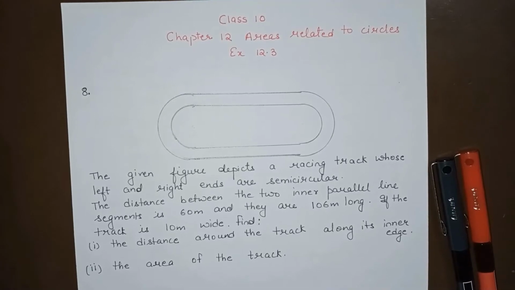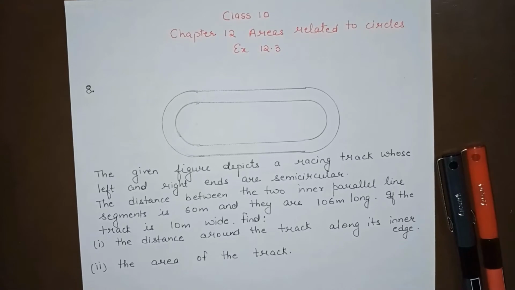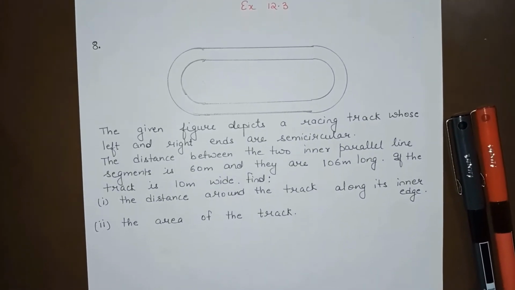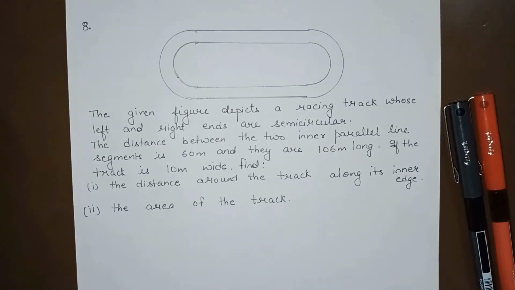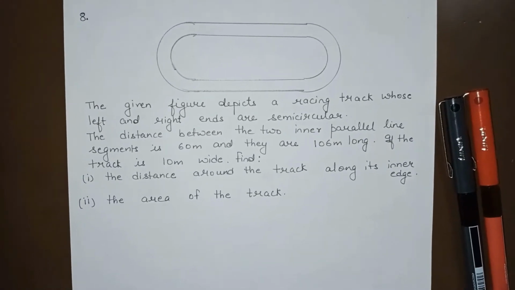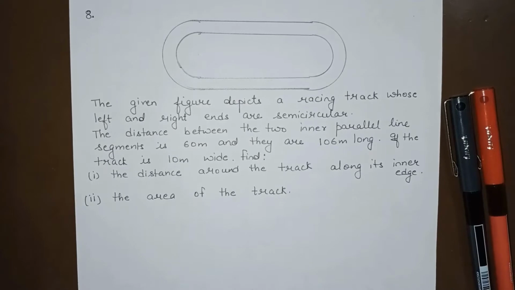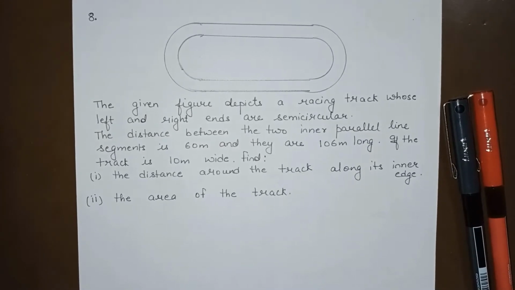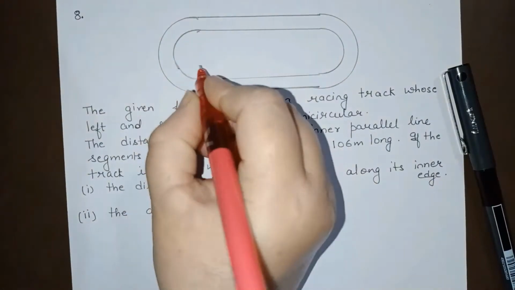Hello everyone, today we will do class 10th chapter 12th, areas related to circles, exercise 12.3 question number 8. The given figure depicts a racing track whose left and right ends are semicircular. The distance between the two inner parallel line segments is 60 meter.